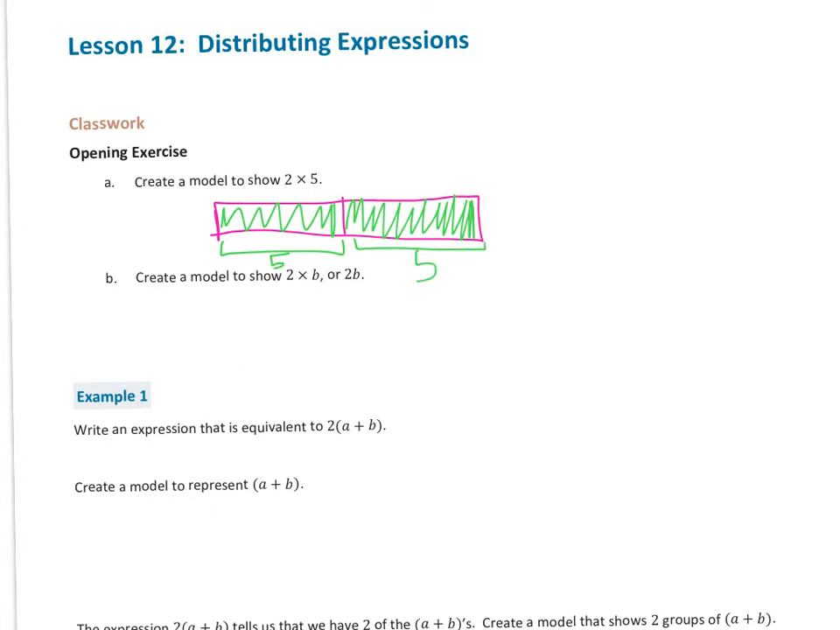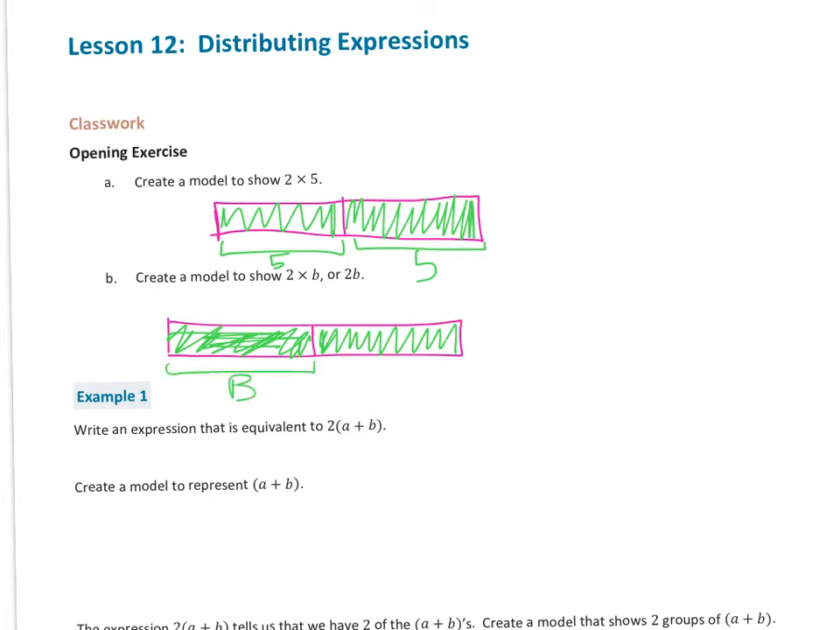Now let's create a model to show 2b. So this is 2 times 5, now let's do 2 times b. Hey, guess what? They're going to look pretty much the same. I'm going to keep coloring them green because I still like green. Only this time we're going to label them both b and b.